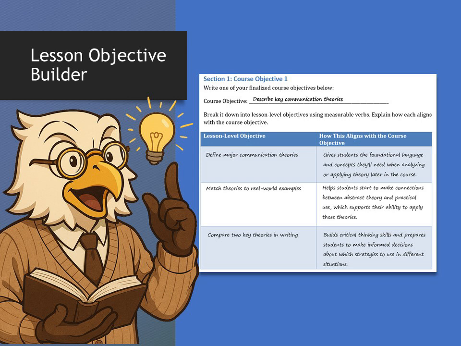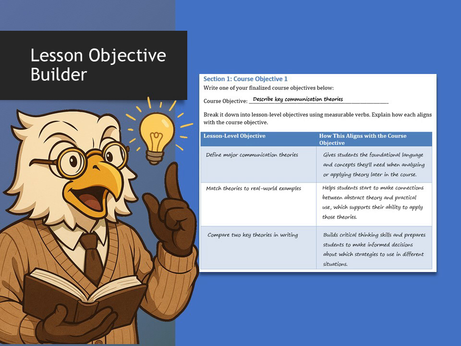For example, define major communication theories aligns with the course objective because it gives students the foundational language and concepts they'll need when analyzing or applying theory later in the course. Match theories to real-world examples aligns with the course objective because it helps students start to make connections between abstract theory and practical use, which supports their ability to apply those theories. Compare two key theories in writing aligns with the course objective because it builds critical thinking skills and prepares students to make informed decisions about which strategies to use in different situations.